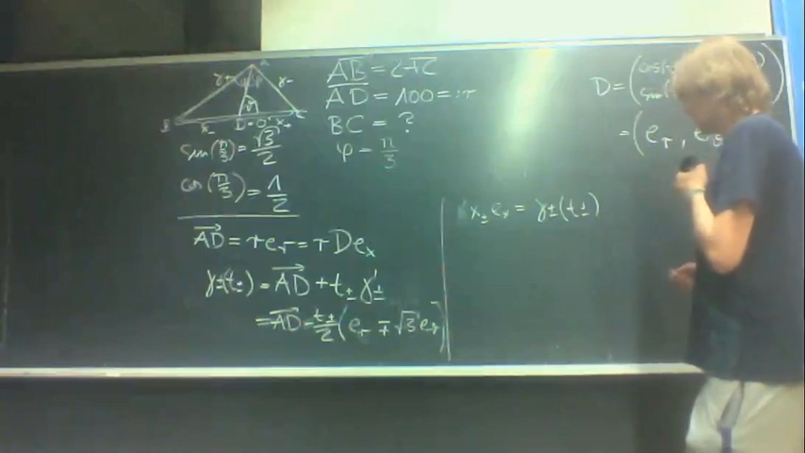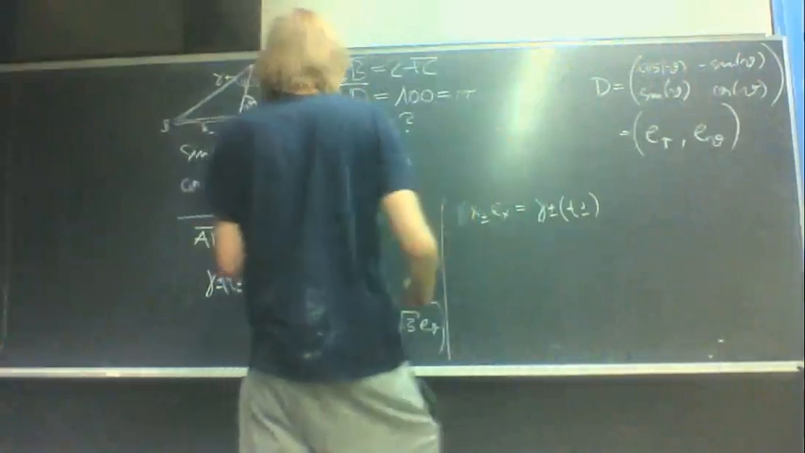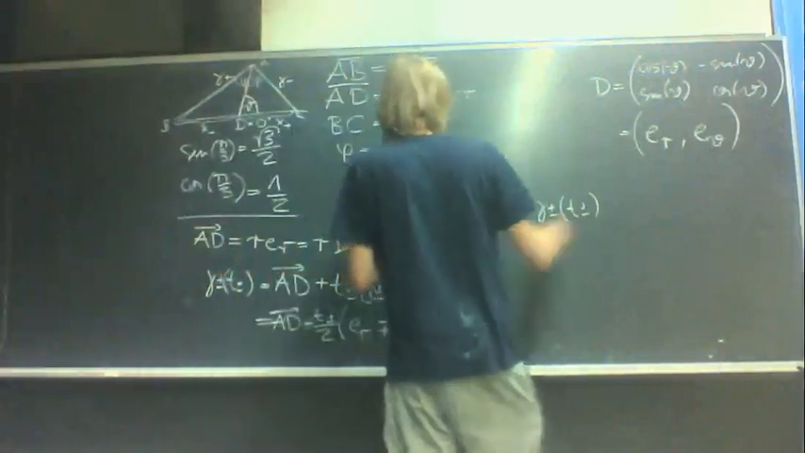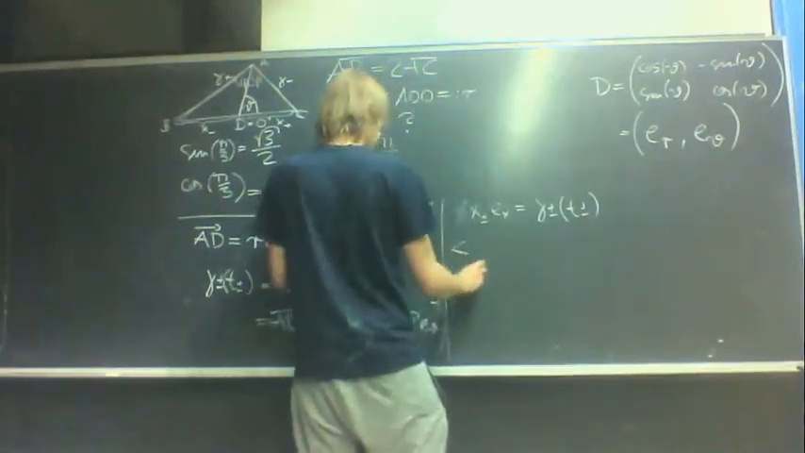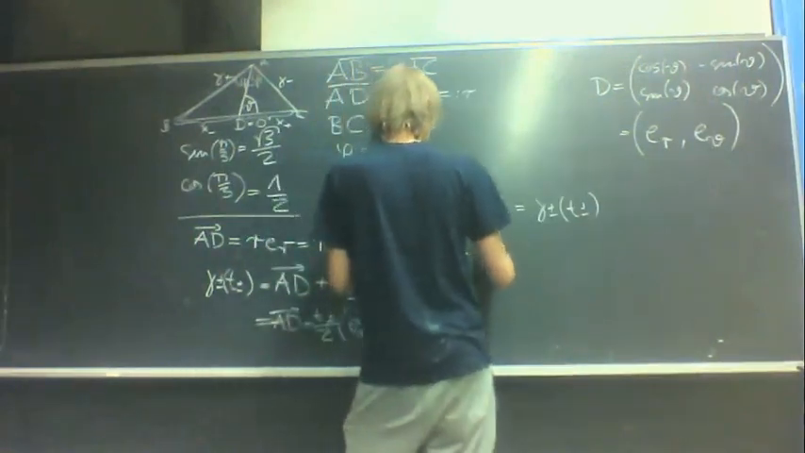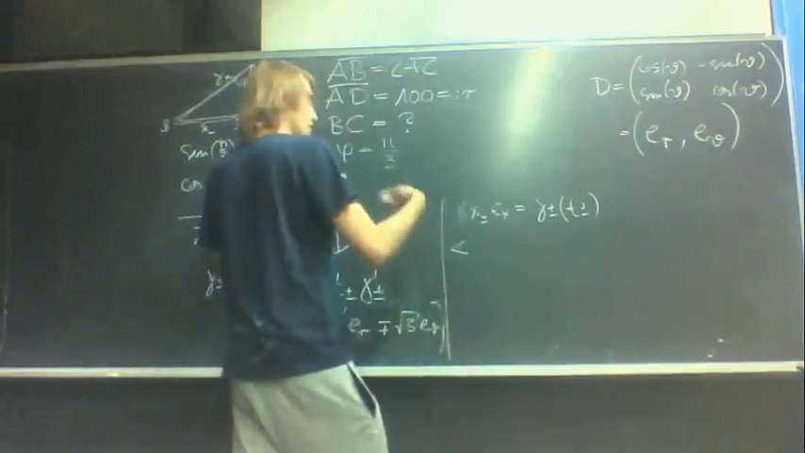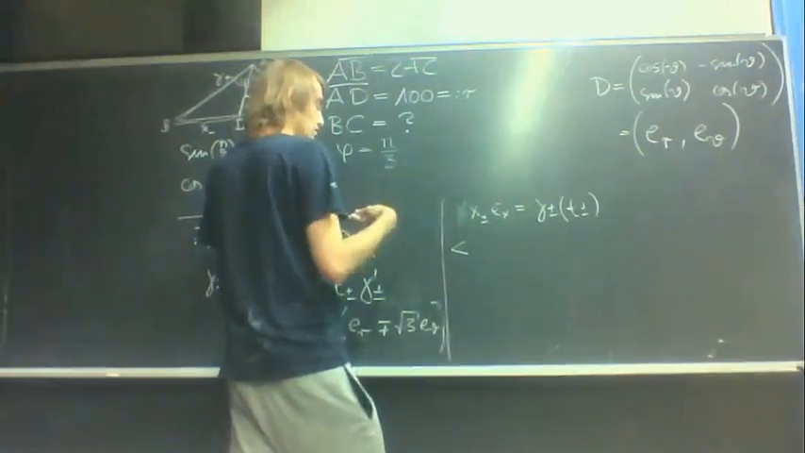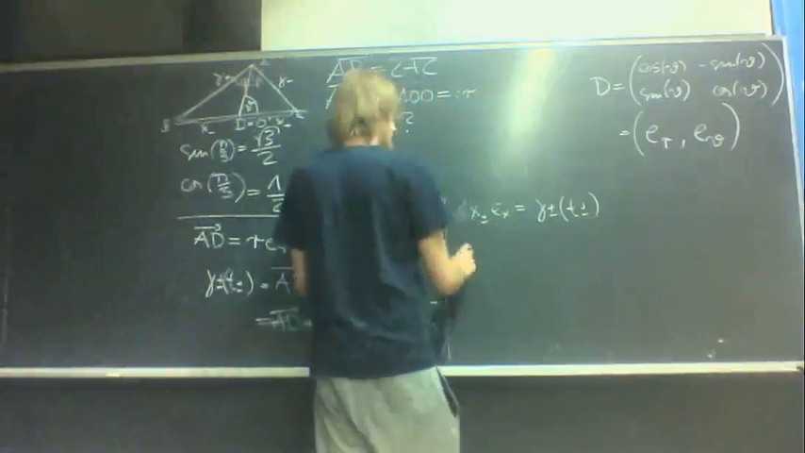Now we can project the whole thing onto our two vectors ER and E theta. So x plus minus Ex ER will be cosine of theta.